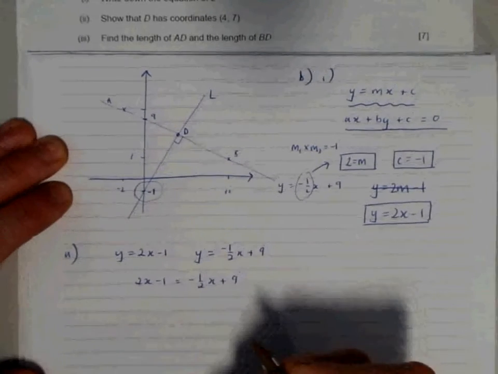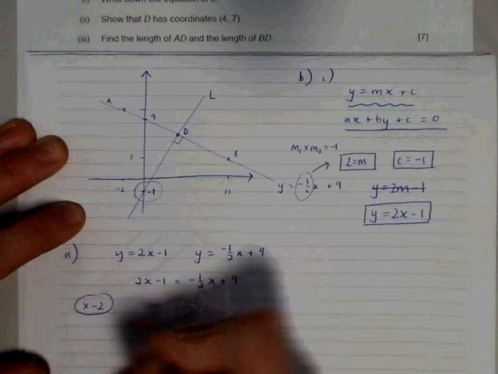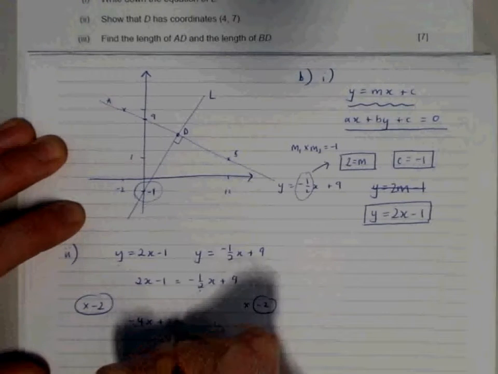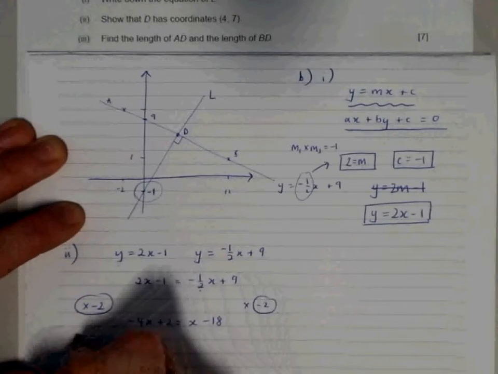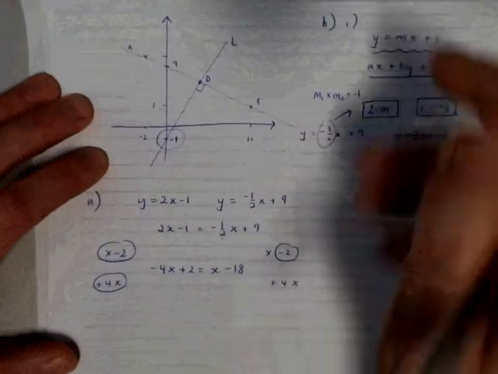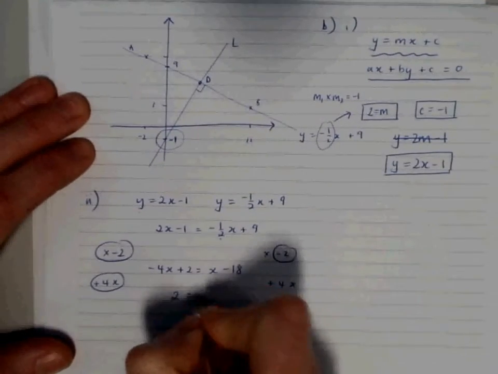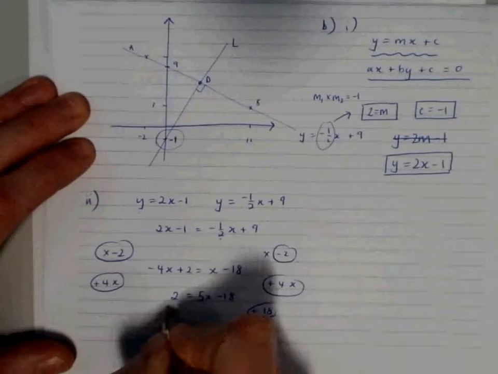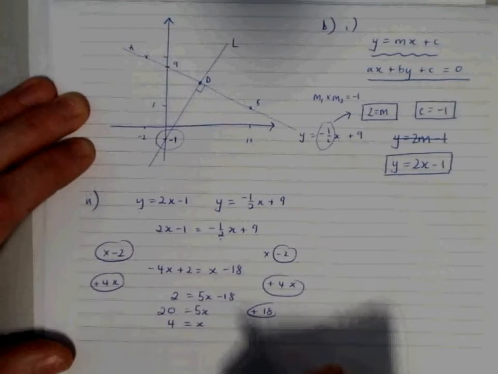I don't like this minus a half in there, so I'm going to times everything by negative 2. I'm going to times both sides by negative 2, gives me minus 4x plus 2x minus 18. Get rid of your smallest pile of x, so I'm going to add 4x to both sides. That gives me 2 equals 5x minus 18. Add 18 to both sides, it's going to give me 20 equals 5x. Divide by 5, x comes out to be 4.